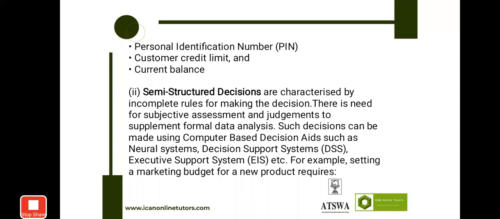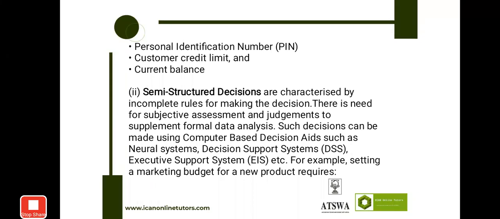So here, these types of decisions are characterized by incomplete rules for making the decision. There is need for subjective assessment and judgments to supplement formal data analysis. Such decisions can be made using computer-based decision aids such as neural systems, decision support systems, executive support system. For example, setting a marketing budget for a new product.